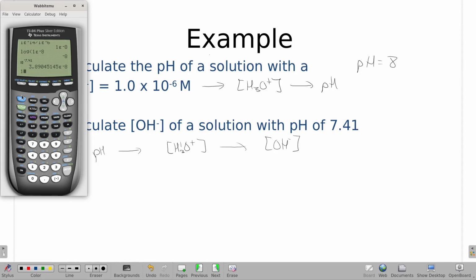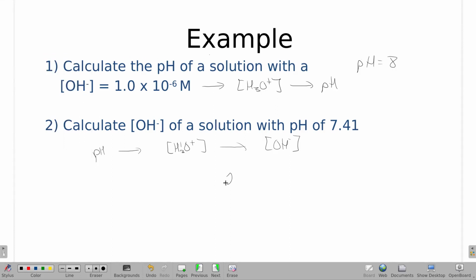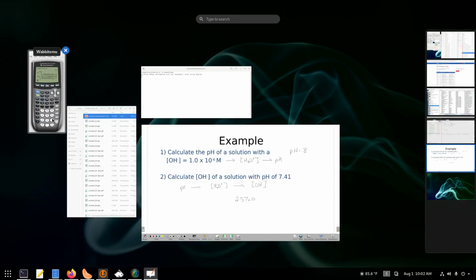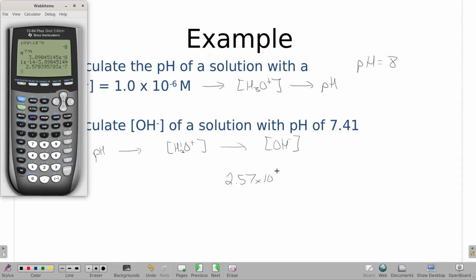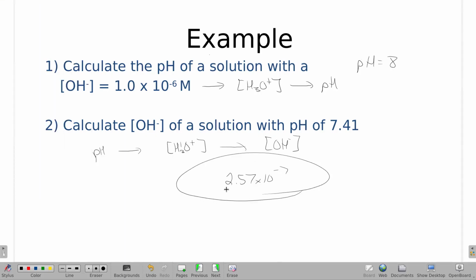So we will take 1 times 10 to the -14th and divide by the H3O. And we get an OH concentration of 2.57 times 10 to the -3rd. Was it -3rd? -7th. Alright.